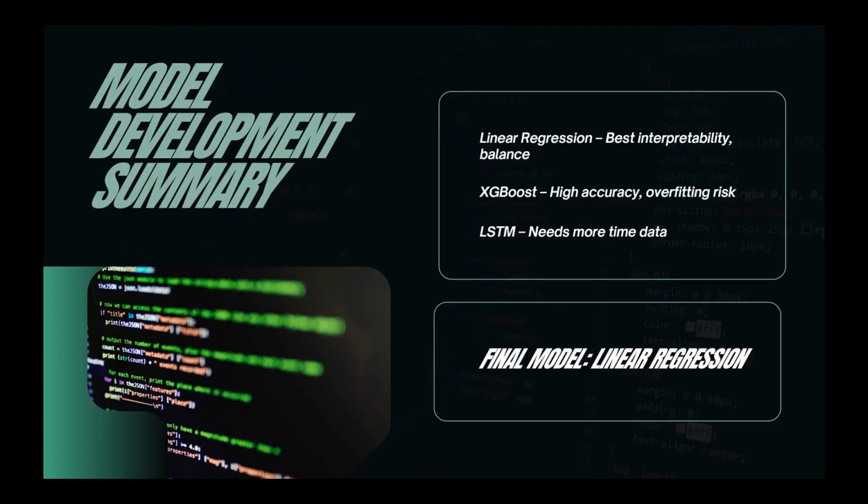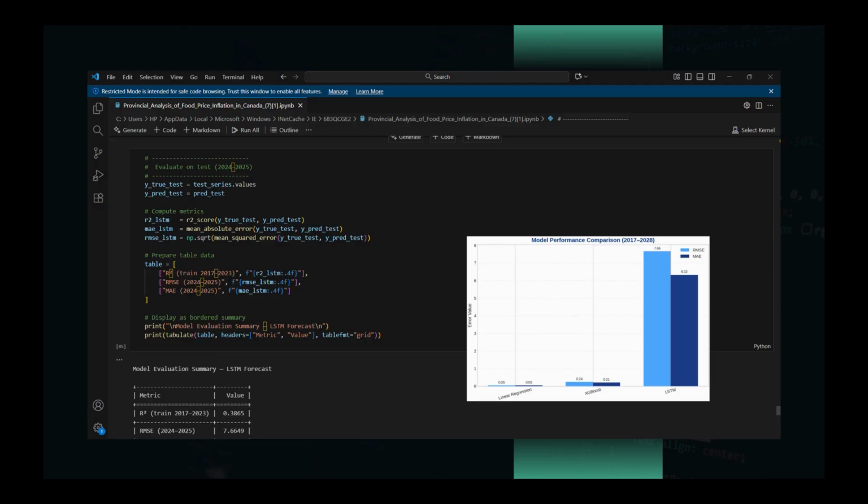Thank you, Josna. In this phase, we tested three predictive models: linear regression, XGBoost, and LSTM. Linear regression provided the best balance between interpretability and accuracy. XGBoost achieved the highest accuracy but showed signs of overfitting. The LSTM model required more time series data for stronger performance. Based on evaluation metrics, we finalized linear regression as our primary model due to its stability and consistent results across provinces.